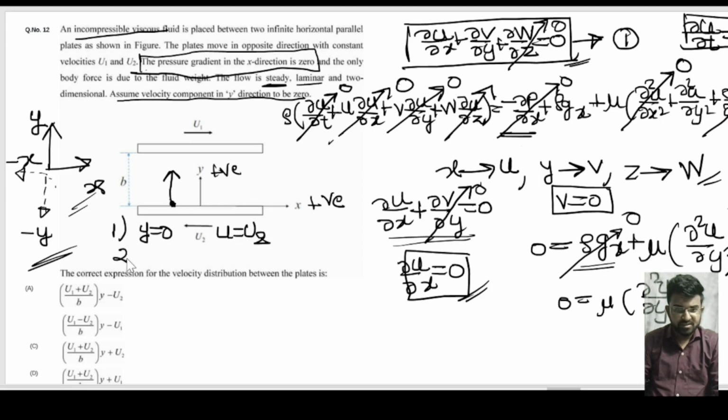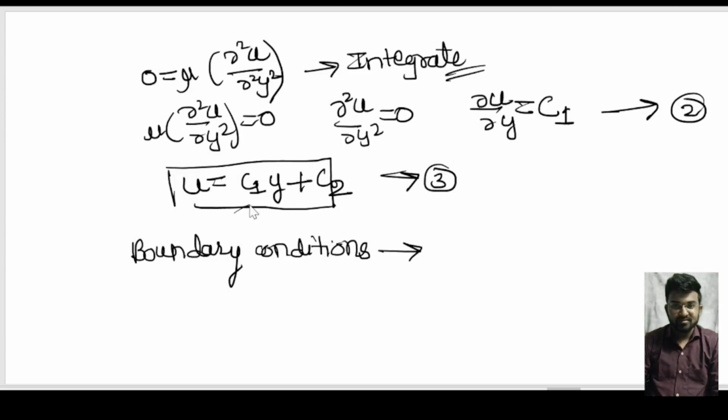The second boundary condition is at y equal to b. This is the distance b. At y equal to b, at this point, the velocity would be u1. So there are two boundary conditions. Why not 3? Because we have only two constants. We have to remove the two constants, so we need only two boundary conditions, and we have got those two boundary conditions.